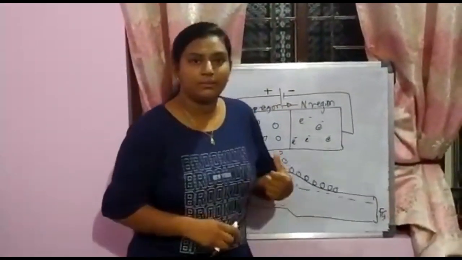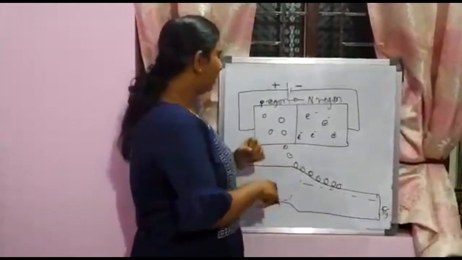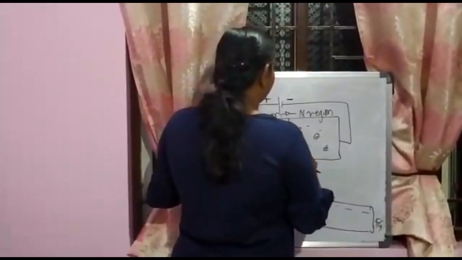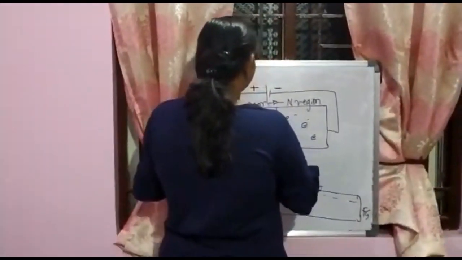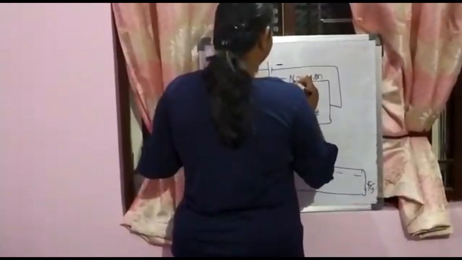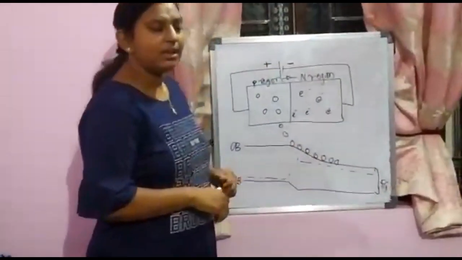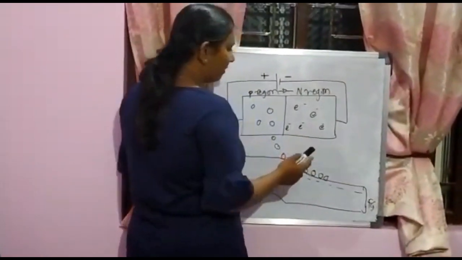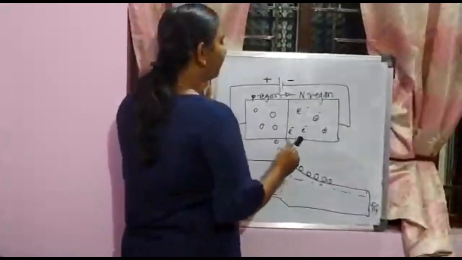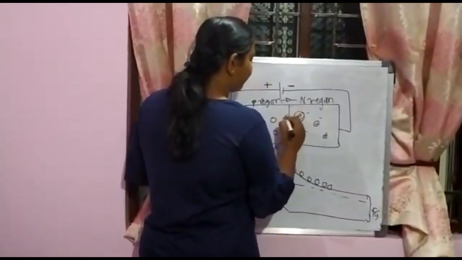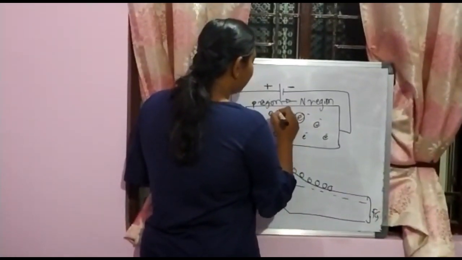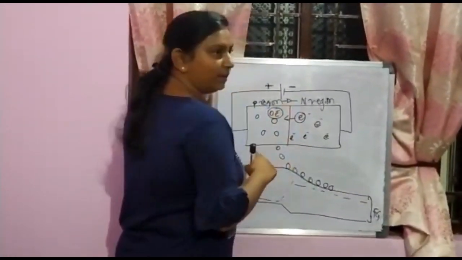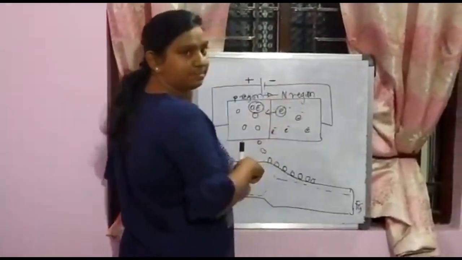This is the model of the PN junction diode. This is the P region, this is the N region. This is connected in forward biasing. When the current is passed through it, the electrons cross over the N region and recombine with the holes, and this will take place when the current is passed through it.